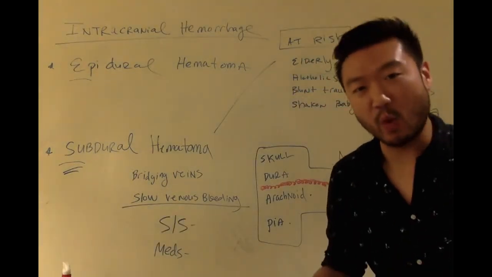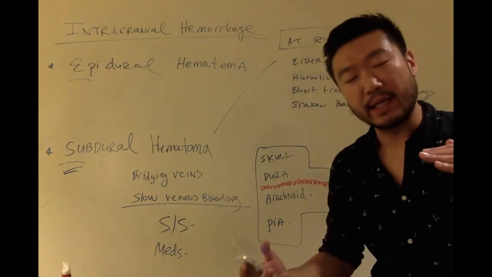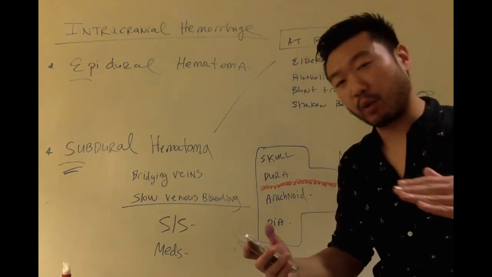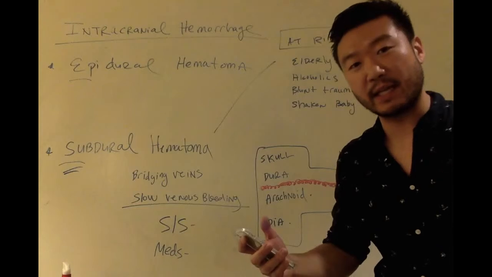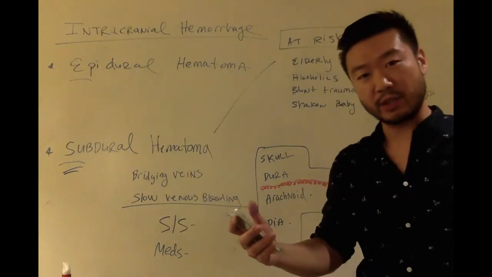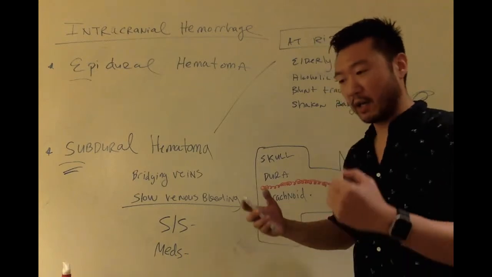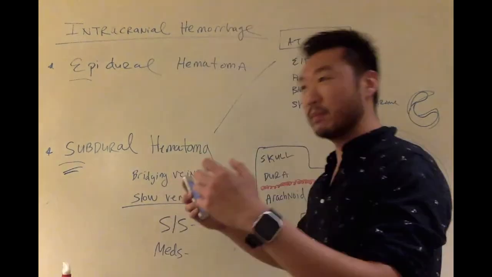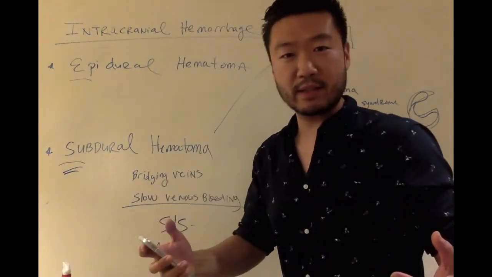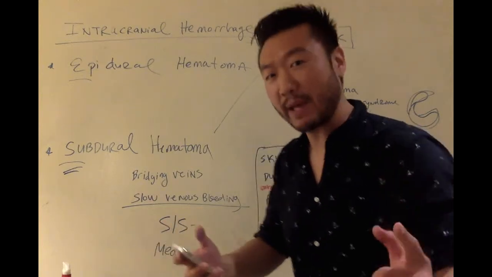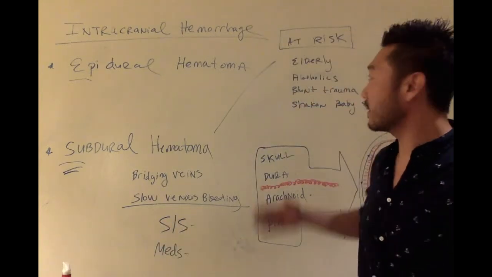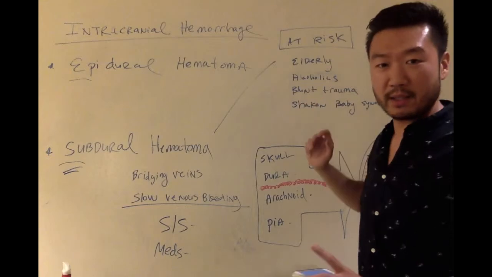So before we go, one thing to remember is that the rupture of the bridging veins is caused by sudden acceleration, deceleration forces. So for example, if you're in the car and all of a sudden someone pushes the brakes, boom, that can rupture bridging veins, especially for those at risk, elderly, alcoholics.